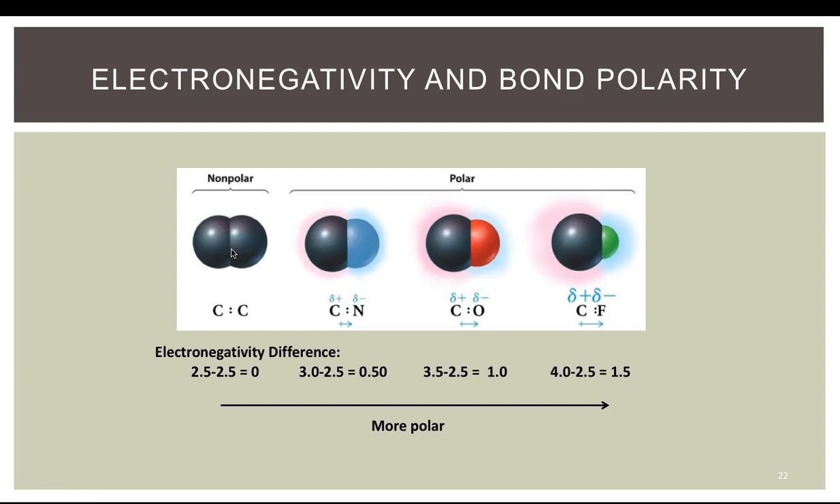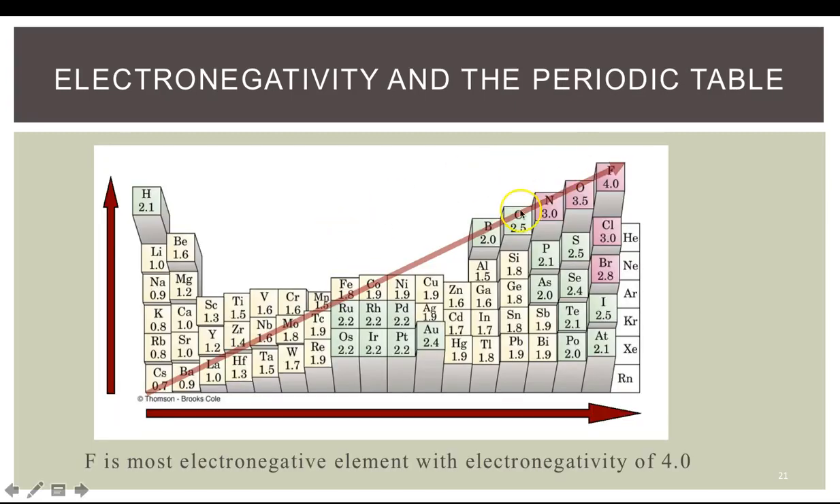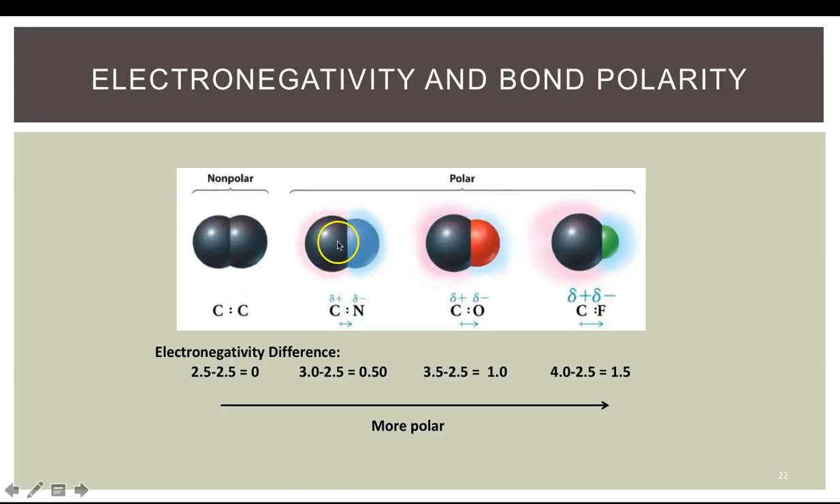So it's nonpolar. And then if we go back again, we see we're comparing carbon and nitrogen here. So it's a little bit more polar. The electron density is being pulled towards the nitrogen. So again, the vector is pointing towards the more electronegative element, nitrogen. We represent that by a delta minus on the nitrogen and a delta plus on the carbon.